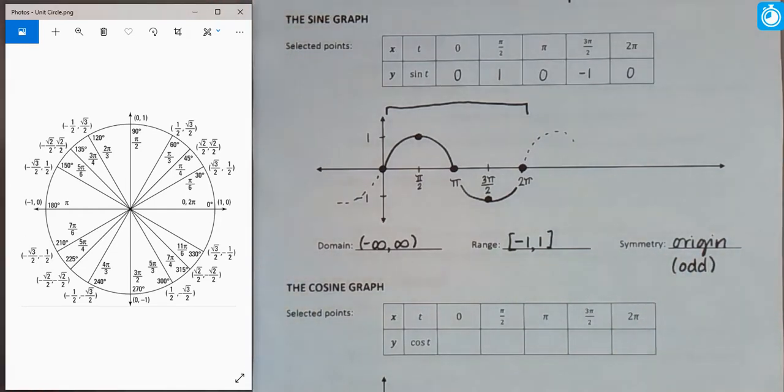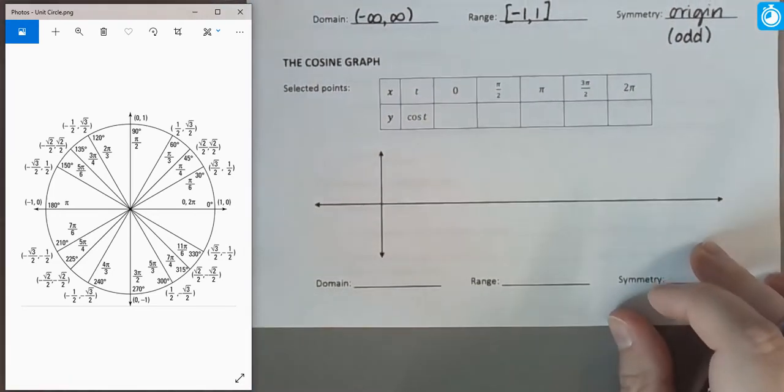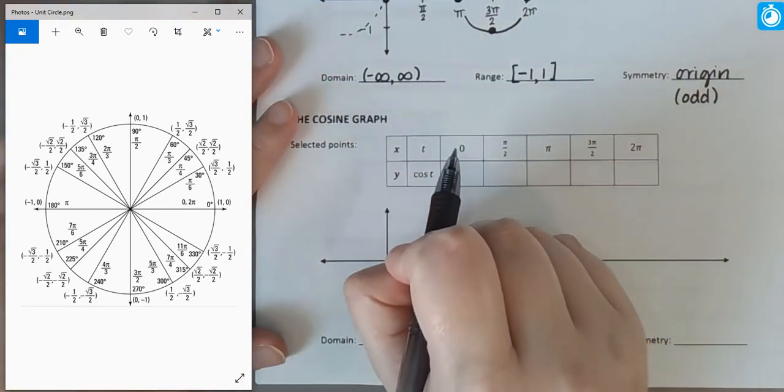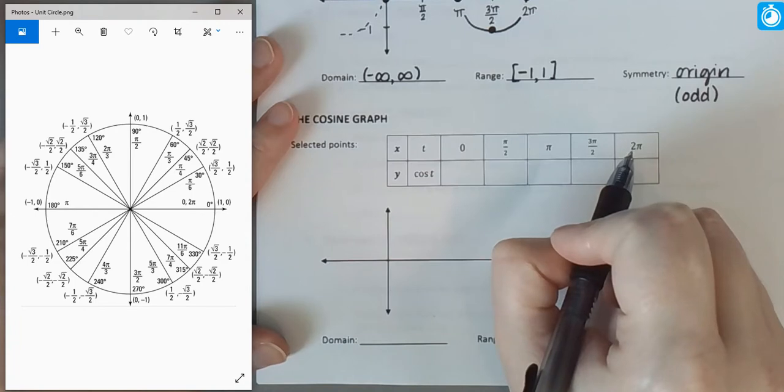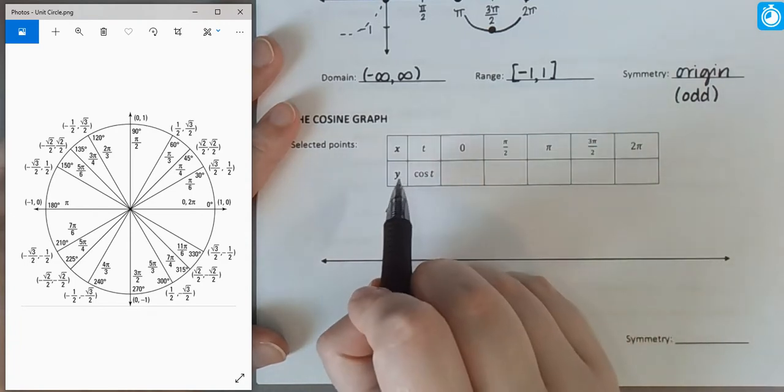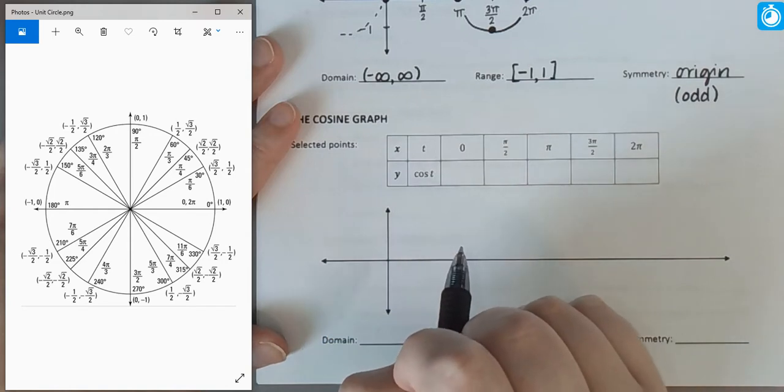Okay, so now let's talk about the cosine graph. We're going to see a lot of similarities from the cosine graph, and again we're going to get our values based on what we see on the unit circle. So same inputs, we're going to look at the radian measures starting from 0, going all the way to 2 pi, in other words that first full rotation around the unit circle. And now our outputs are going to be the values for cosine.